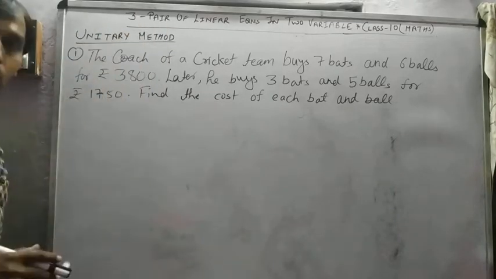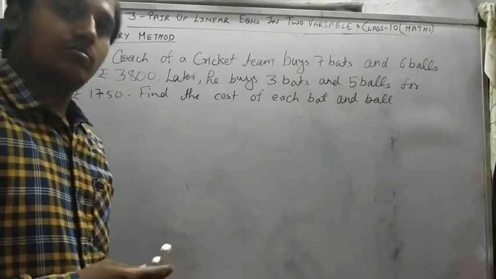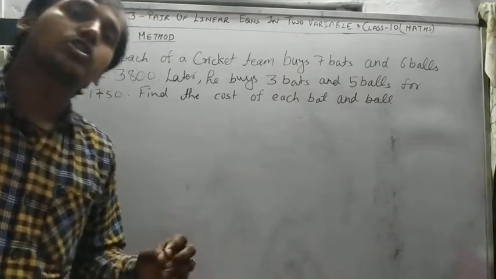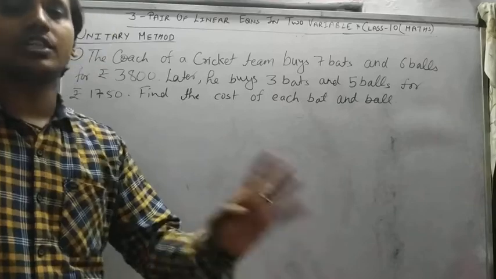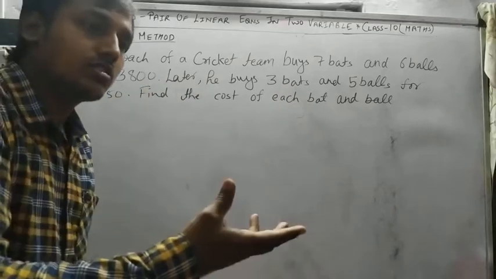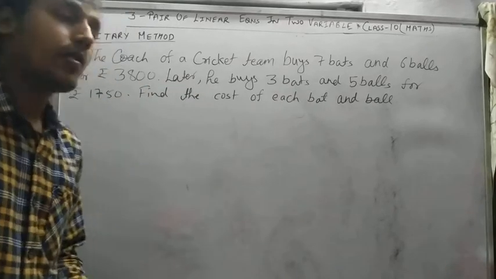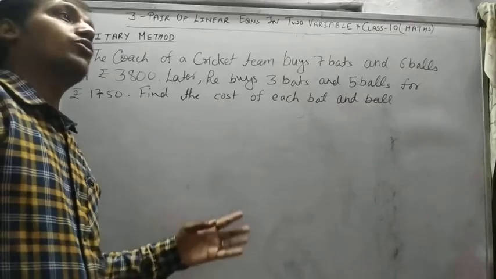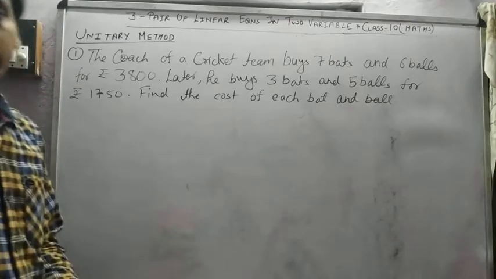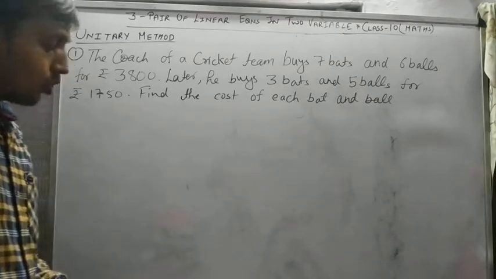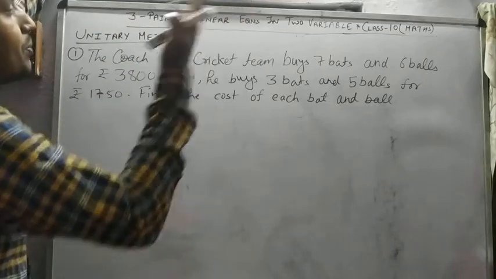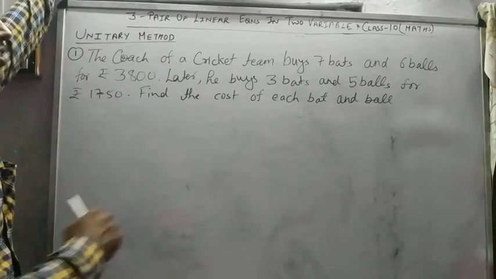What is the unitary method? Suppose I say the cost of one toffee is 5 rupees. So what is the cost of 6 toffees? You can say 6 times 5 is 30. That is the unitary method: if one value is given, find the value of the other. If the cost of 20 chocolates is 100 rupees, what is the cost of one chocolate? That means 100 upon 20, that is 5 rupees. The same process is used for questions on pair of linear equations in two variables, by making two equations.